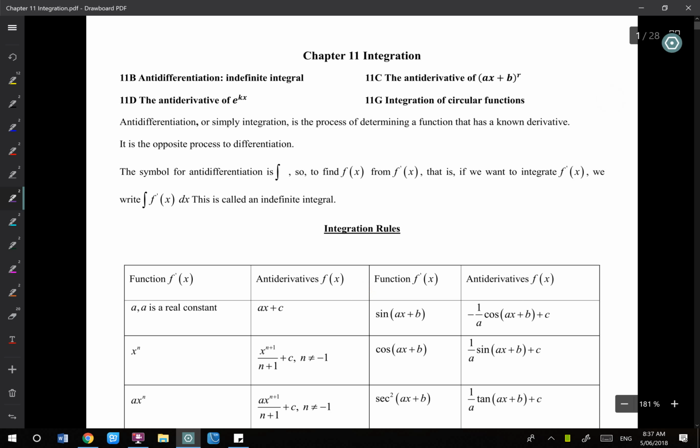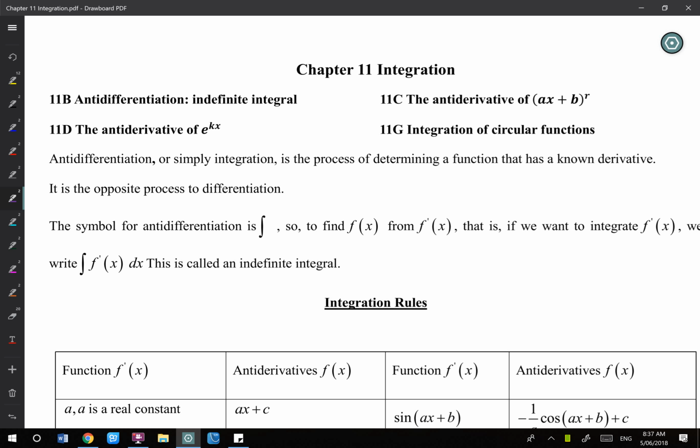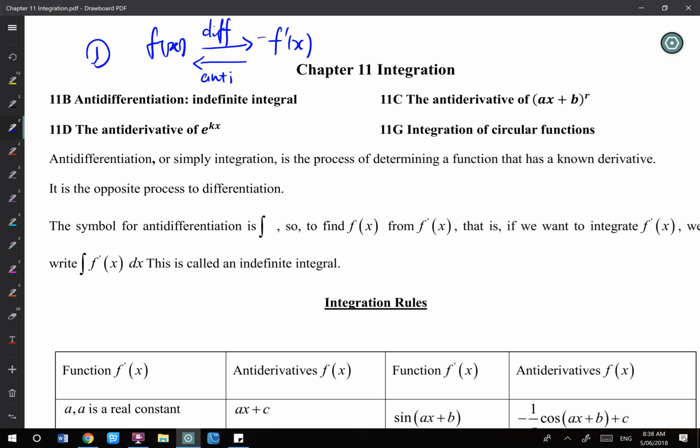Chapter 11, integration. So first of all, I put four exercises together. This is talking about the rules. So what is integral? What is anti-differentiation? We have f(x), and we differentiate it to make f'(x). Now we go anti-diff. So we will make from f'(x) back to f(x). This is the first meaning for integration. We will learn the second meaning later. That's the first thing we can use for anti-diff.